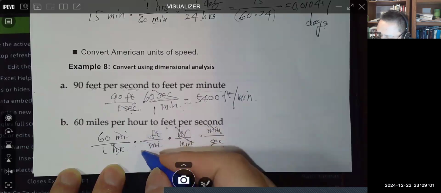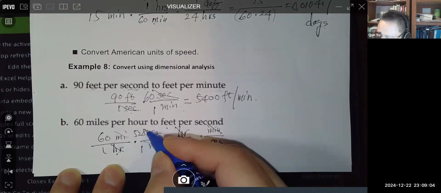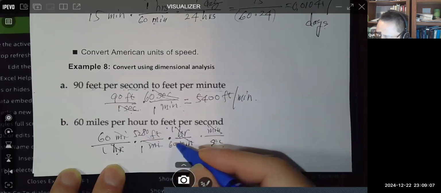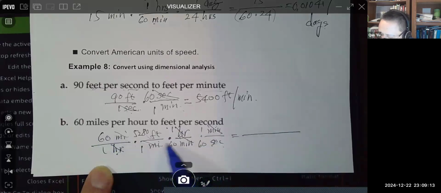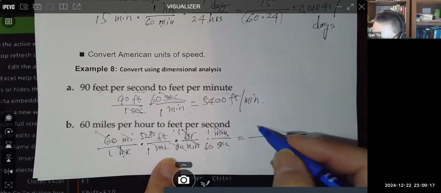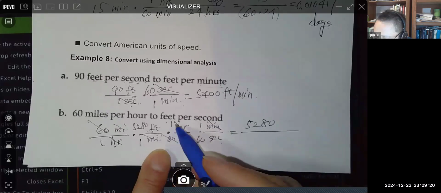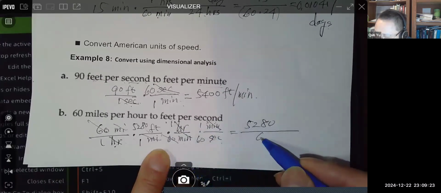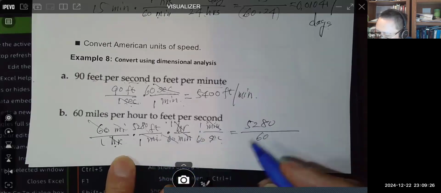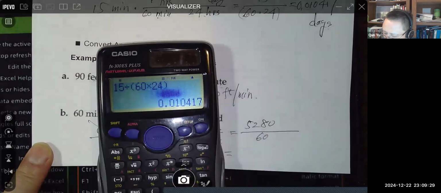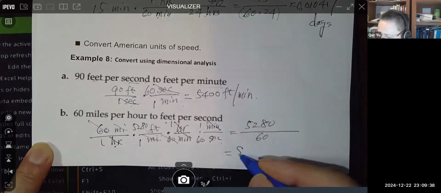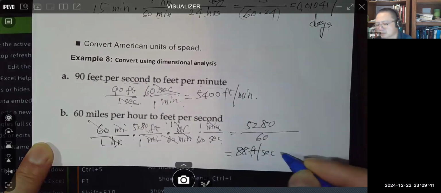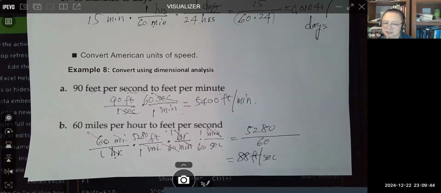Now plug in numbers. 1 mile, 5,280 feet. 1 hour, 60 minutes. 1 minute, 60 seconds. So first of all, these two cancel, 60, 60, that's good news. Then we have 5,280 on the top because everything else is 1. Then we have just a 60 on the bottom in terms of numbers. So we just need to do a division. 5,280 divided by 60. Whole number, 88. Still fast, 88 feet per second. It's still very fast. And that's all for this video. See you in the next one.